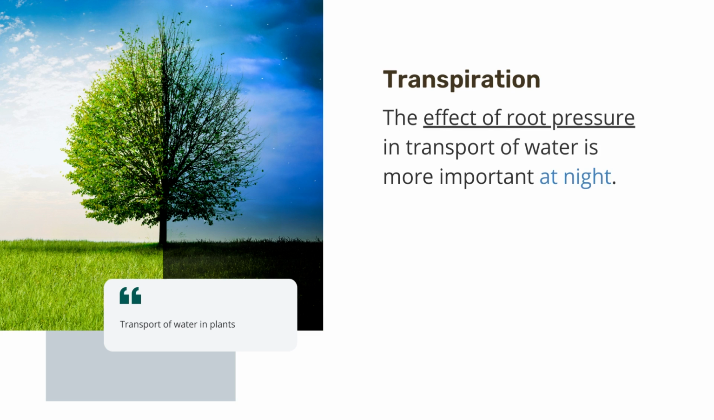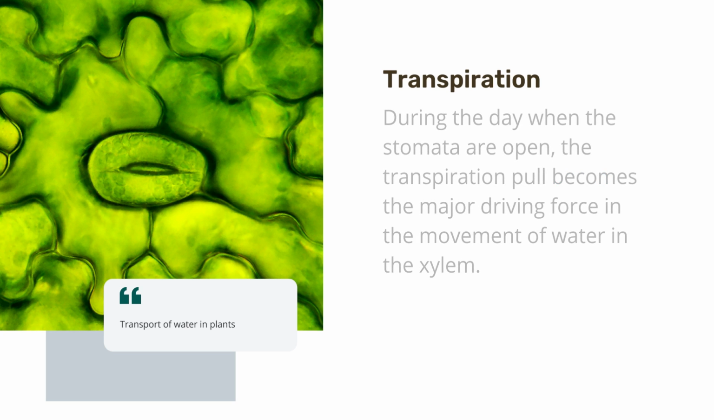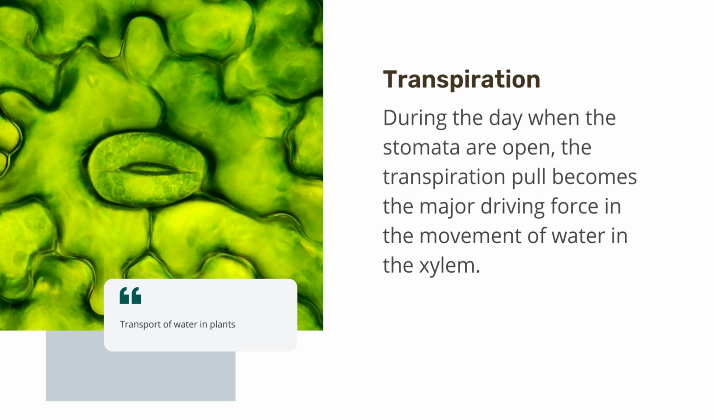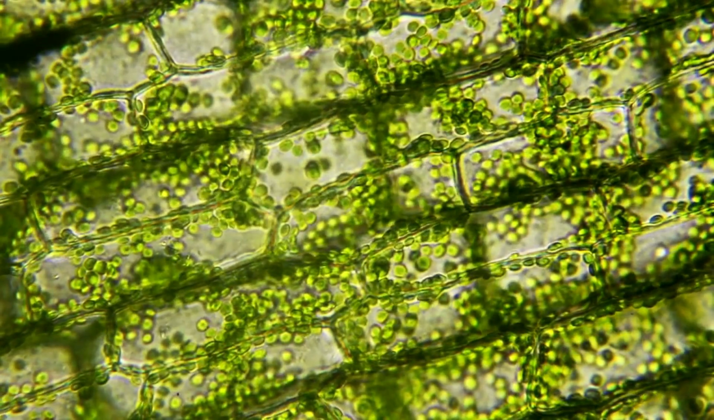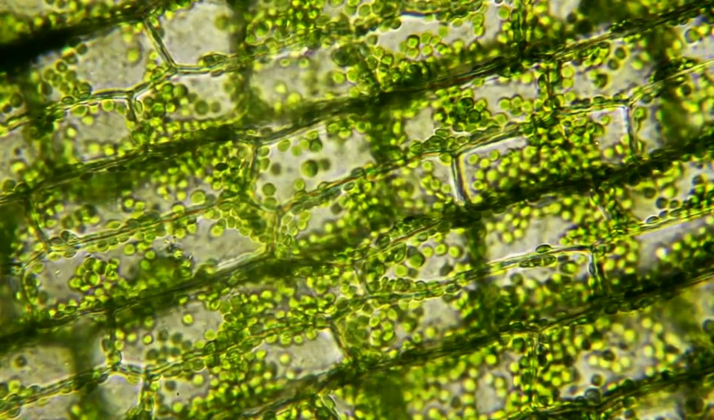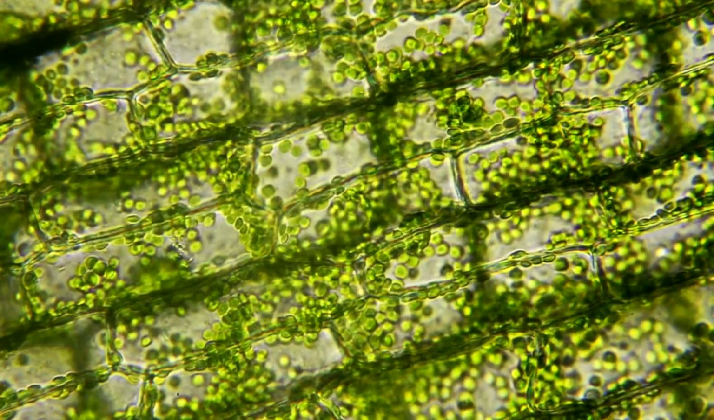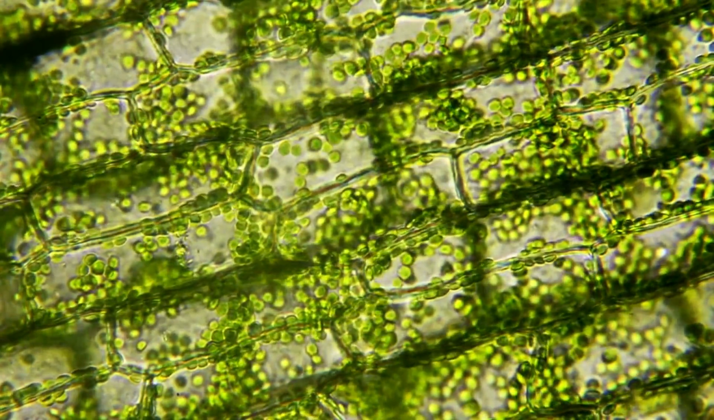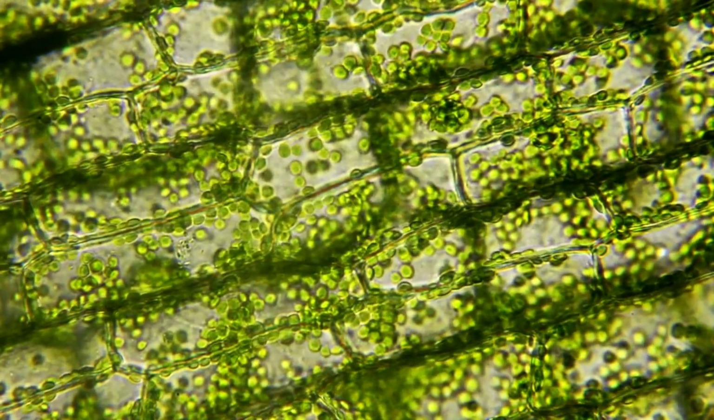The effect of root pressure in transport of water is more important at night. During the day, when the stomata are open, the transpiration pull becomes the major driving force in the movement of water in the xylem. So far, we have discussed the transport of water and minerals in plants. Now, let us consider how the products of metabolic processes, particularly photosynthesis, are moved from leaves, where they are formed, to other parts of the plant.